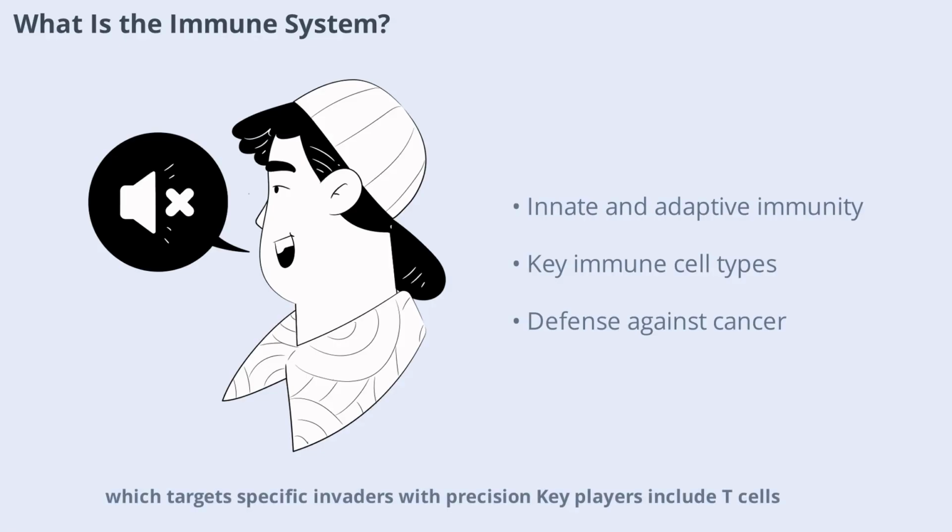Key players include T cells, B cells, natural killer cells, macrophages, and dendritic cells. Each has a unique role in identifying and destroying abnormal cells, including those that may become cancerous. This foundational understanding will help us appreciate how tumors can manipulate or evade immune responses within their microenvironment.